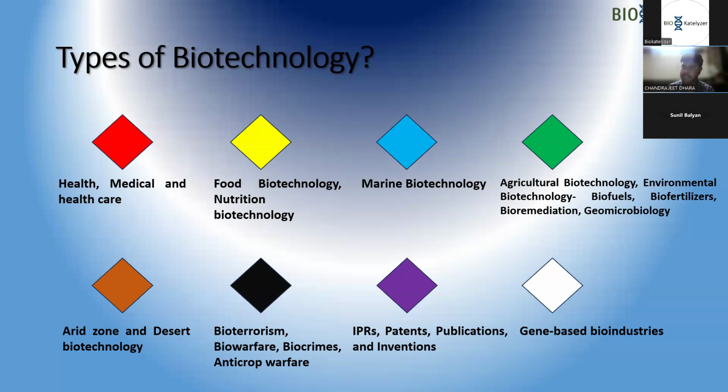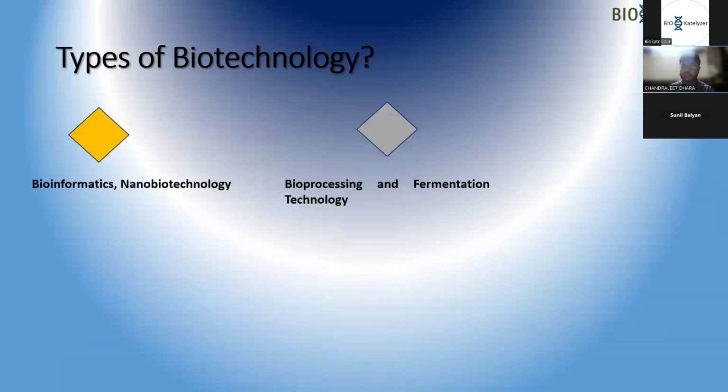Then the white biotechnology. White biotechnology signifies gene-based bioindustries. The industries which work for any gene. Okay. Now, golden biotechnology. Golden biotechnology signifies bioinformatics and nanobiotechnology. Bioinformatics is a field in which we are quantifying our research or our findings in silico.